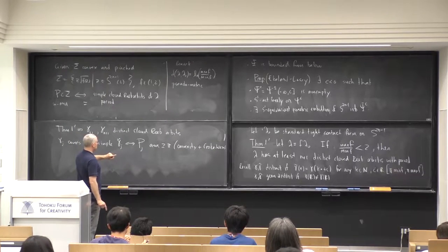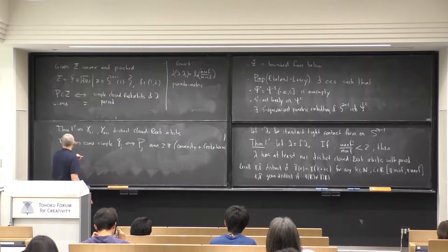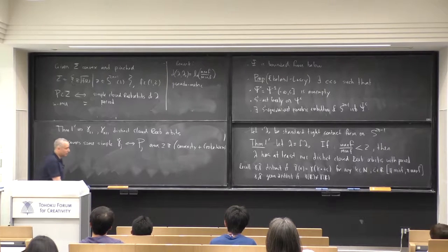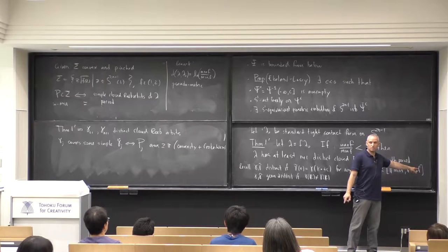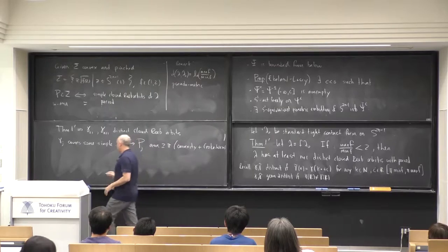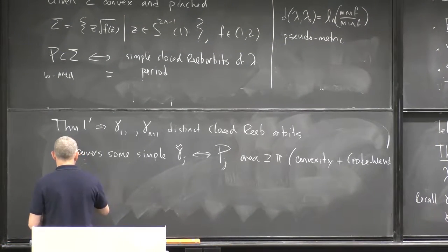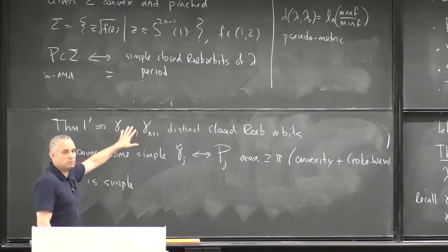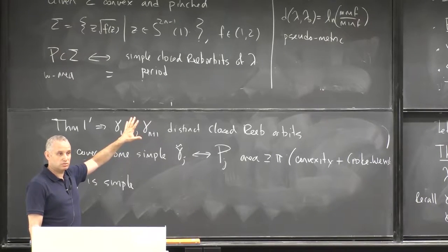So that means that the period of a simple orbit is at least pi, which means that the period of this orbit is at least pi, but it can't be greater than 2 pi. So this implies that gamma j is actually simple. So all these orbits are simple and distinct, and hence geometrically distinct. Okay?